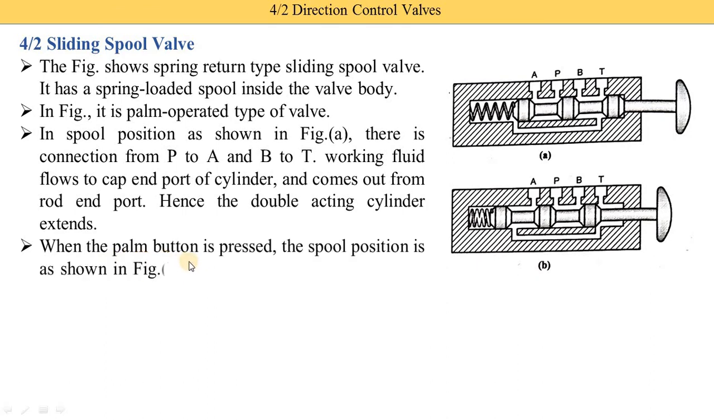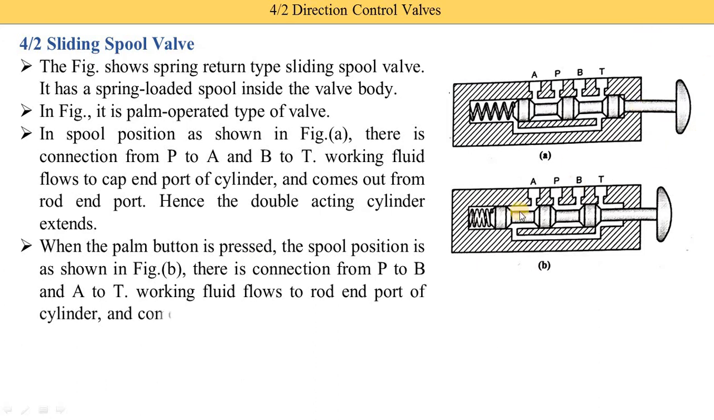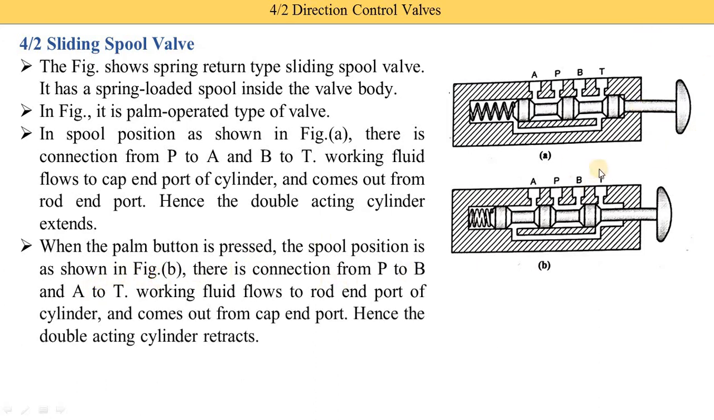When the push button is pressed, the spool position is changed, as shown in this figure P. When we press this push button, the position of the spool is changed. So when we press the button, the port connection is changed, and there is a connection from P to B.